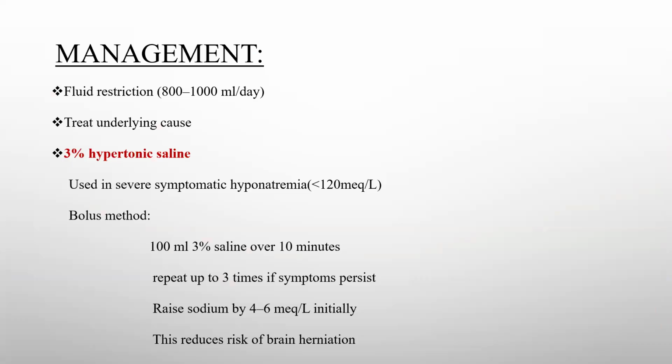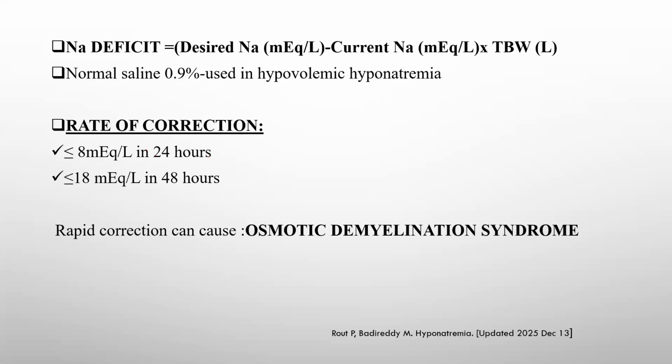So the management of hyponatremia mainly depends on the symptoms, duration, and the volume status. So mainly it is to restrict the fluid intake to 800 to 1000 ml per day and to treat the underlying cause. In cases of severe symptomatic hyponatremia, when the sodium levels are less than 120, we can use 3% hypertonic saline. So this is given 100 ml, 3% saline over 10 minutes, and it can be repeated up to 3 times if the symptoms persist. It raises the sodium by 4 to 6 milliequivalents per liter initially, and this reduces the risk of brain herniation.